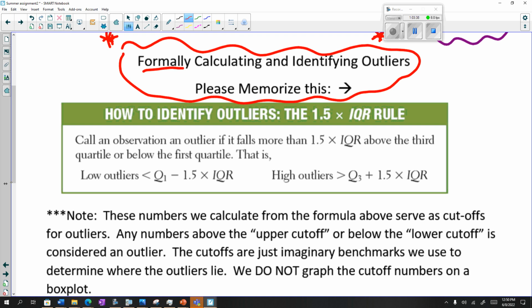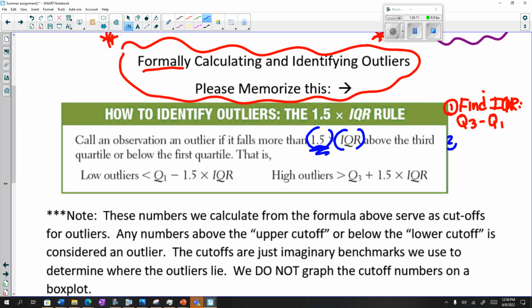It says call an observation an outlier if it falls more than 1.5 times the IQR above the third quartile or below the first quartile. All right, so this kind of looks a little scary, so I'm going to write it out step by step here. Step 1, first you find the IQR, which is the interquartile range. To do that, as we said above, you do Q3 minus Q1. Okay, so first we do that. And then we're going to multiply that by 1.5.